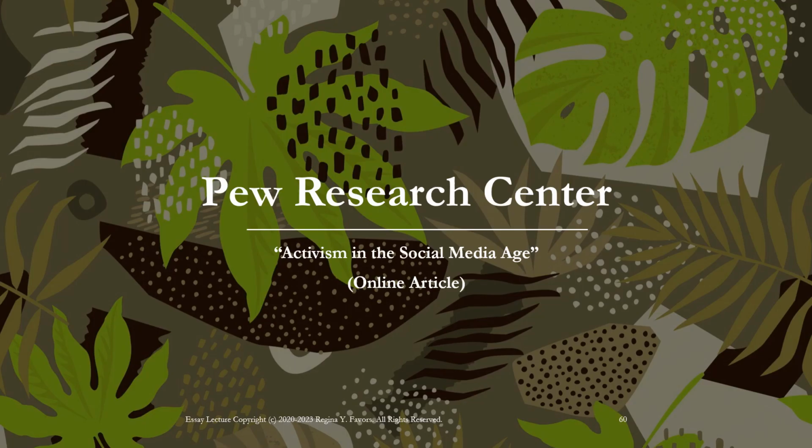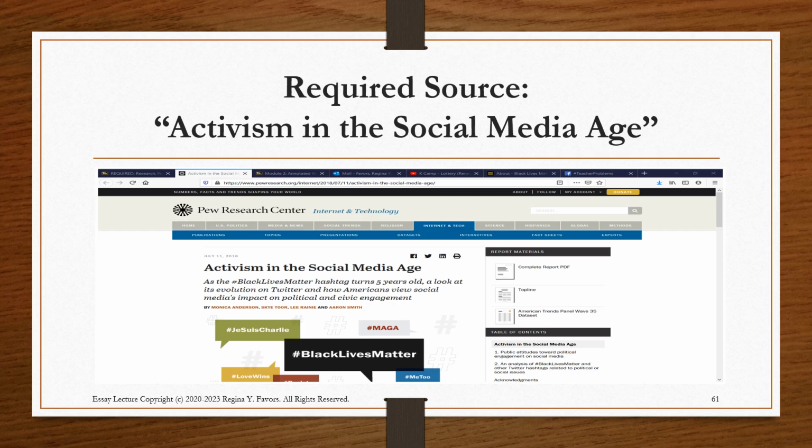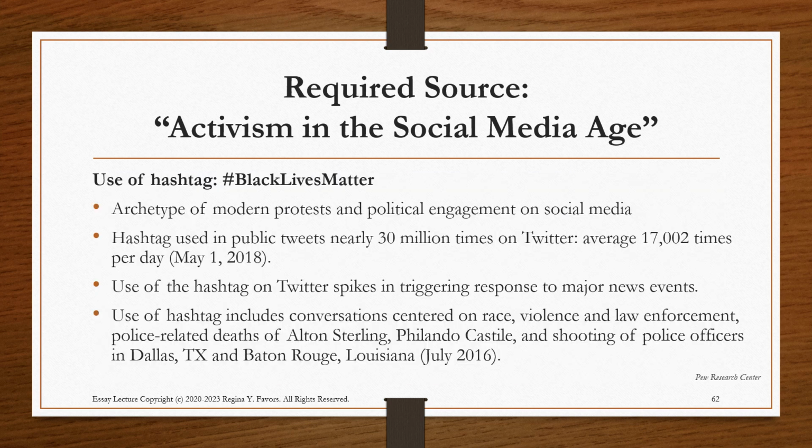So Pew Research Center, Activism in the Social Media Age. This is your online article. And so we have this page here that you will see once you click the link from eCampus, Activism in the Social Media Age. And then the use of hashtag. So they focus on the use of hashtag and how much social media influence it had, right? So the use of hashtag Black Lives Matter. There's the archetype of modern protests and political engagement on social media.